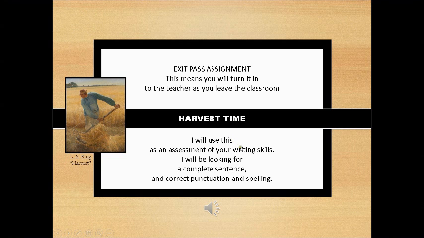I'm using this as an informal assessment of your writing skills. I'm looking for complete sentences, correct punctuation, spelling. But anyway it goes, it will be a 20-point completion assignment on the foundation layer. So please do it, and on your return, get that to me.